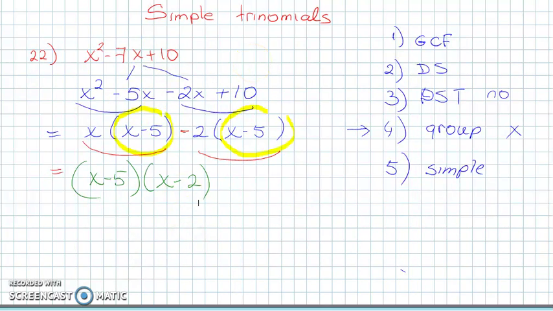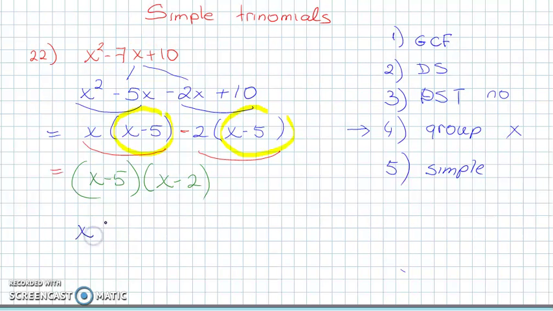Now, why am I showing you this? I'm showing you because this is basically what you will have to do if you have trinomials like this. You will have to find numbers that you can separate your second term into in order to use grouping. So the main trick in factoring trinomials is to know how to rewrite the second term.